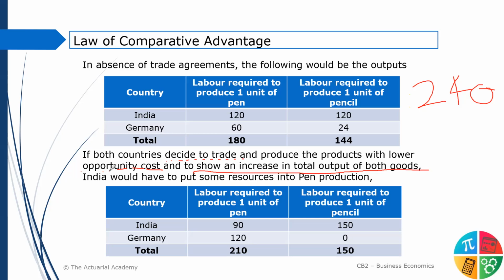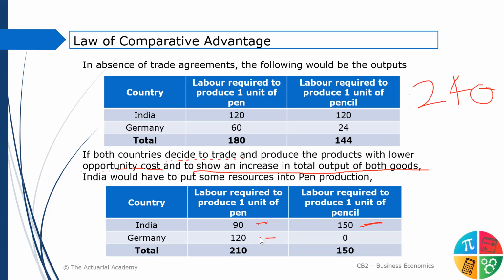This is just an assumption, just an example. Let's say out of 240 hours, India decides to allocate 150 hours, much more hours, to pencils because the opportunity cost of pencils is lower, and some hours for pens. Germany has no absolute advantage in any product, but it has a comparative advantage and lower opportunity cost. Just hear out my words. If you want, you can replay this whole session. This is a difficult one.